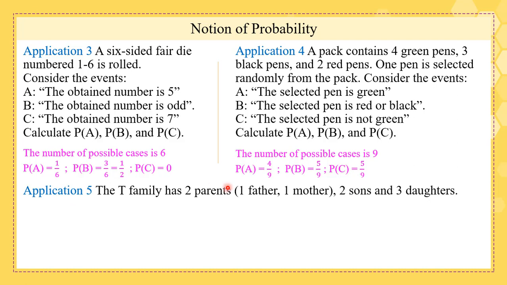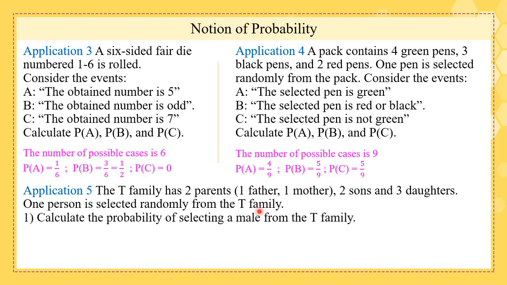Now let's see this application. The T family has 2 parents, 1 father, 1 mother, 2 sons and 3 daughters. So we have 7 persons in this family. 1 person is selected randomly from the T family. Calculate the probability of selecting a male from the T family. Try to do it alone.